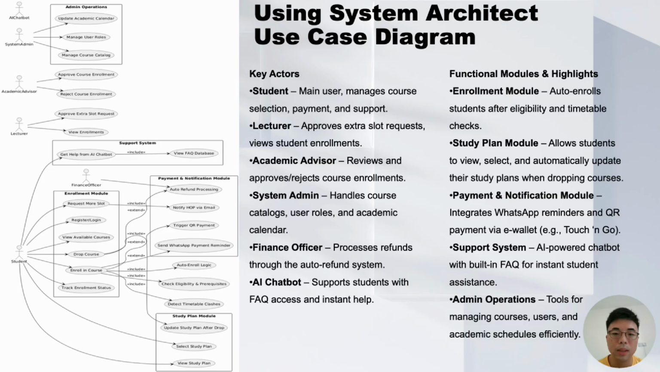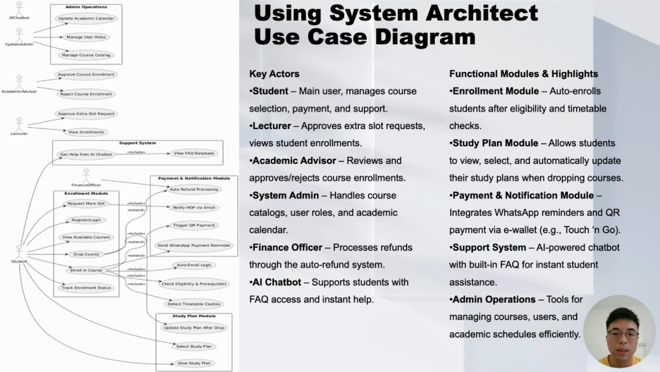Hi everyone, I'm Ho Jiazhou. Now I will present the System Architecture. This is the use case diagram for our system, the INTI Canvas Enrollment Optimization System. It shows how different users interact with the system. The main actors are the student, lecturer, academic advisor, system admin, finance official, and our AI chatbot. Each group of features is organized into 5 modules: enrollment, study plan, payment and notification, support system, and admin operations.